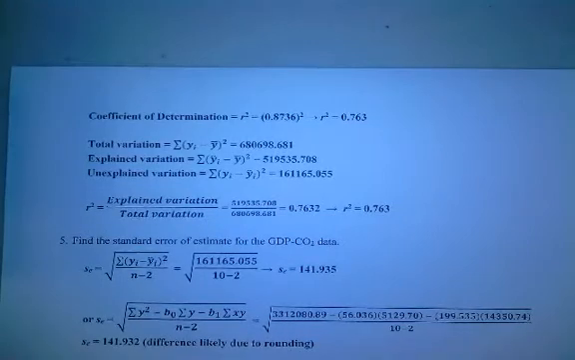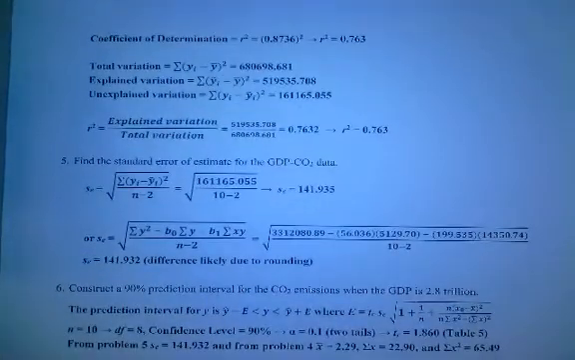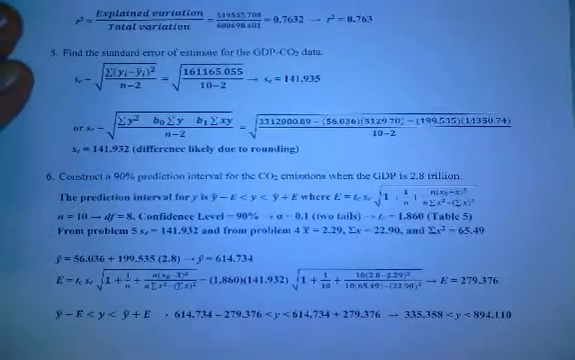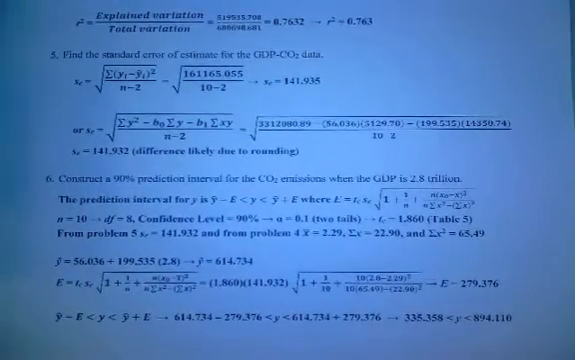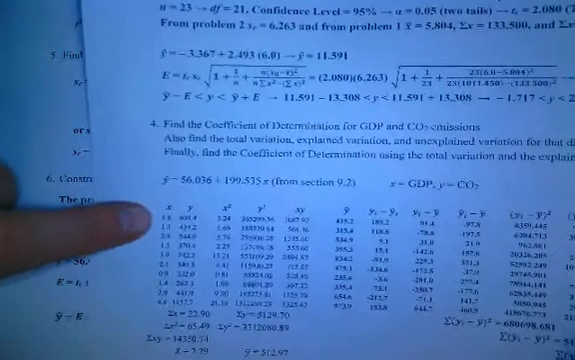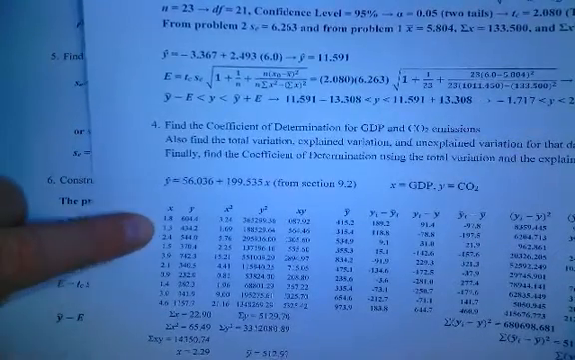Alright, so now that I have my standard error of estimate, I can construct a prediction interval. We're going to do a 90% one this time: a 90% prediction interval for CO2 emissions when the GDP is 2.8. Again, that was not one of the values in our data set, but it is within the range of the data set. We have a 3, a 4.6, a 3.9, so 2.8 definitely falls within that range.